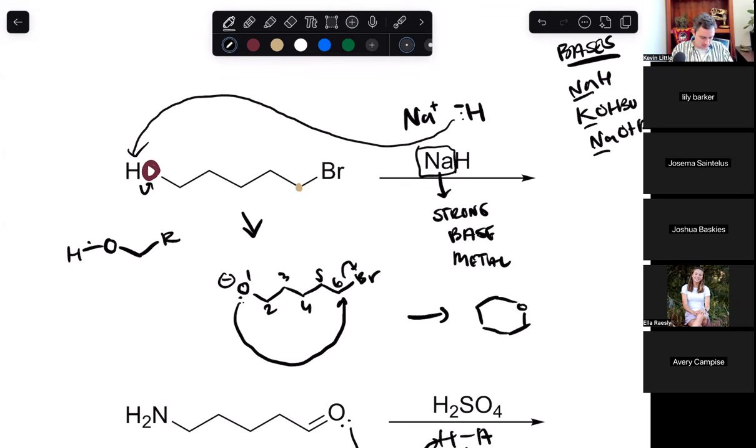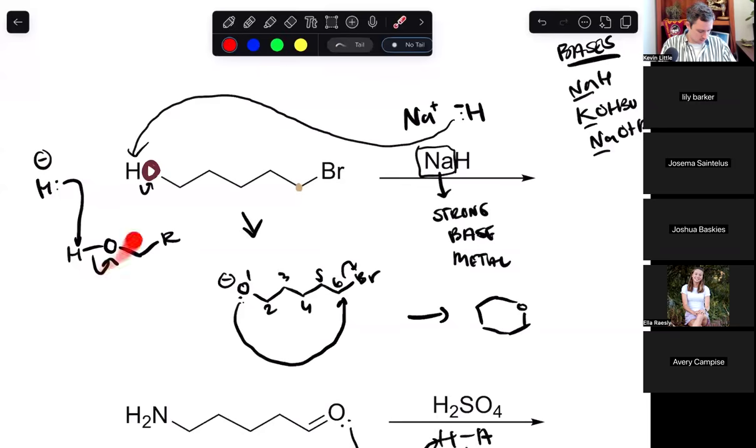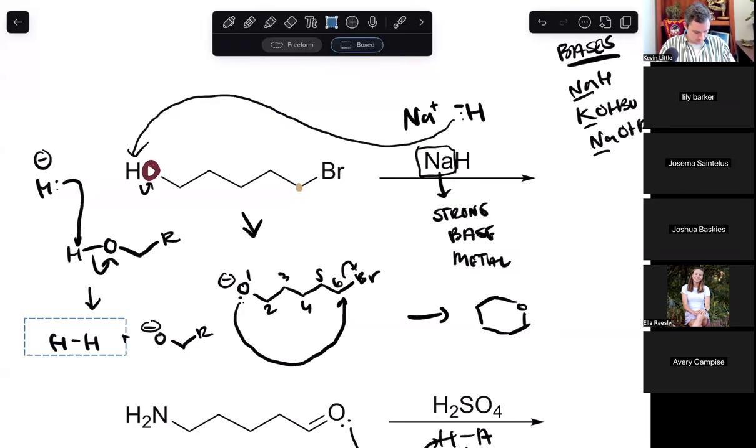Someone asked where the hydrogens went to make the oxygen negative. So I had a hydride, and it took a hydrogen off of that OH and gave the bond to the oxygen. That's probably the more accurate way to draw this. And so that leaves me with H2 and a negatively charged oxygen. So that's what happens.